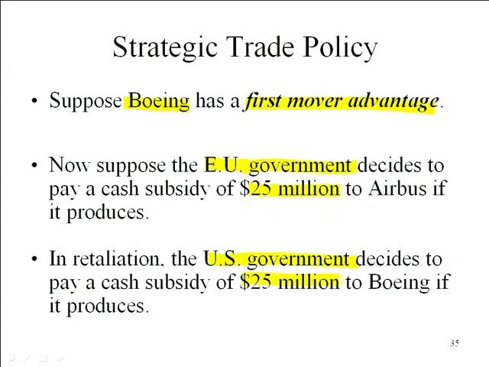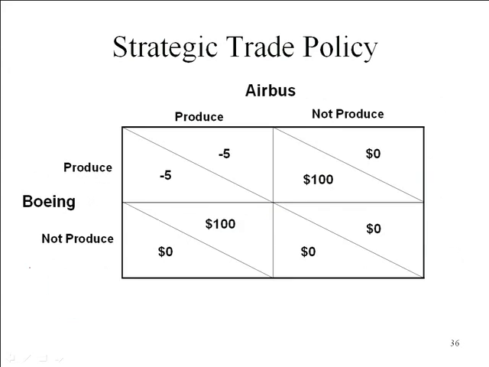So it's pretty easy to figure this out because the subsidy payments by the governments to their own producers are exactly the same. So here, if Boeing produces or if Airbus produces, they'll both lose $5 million on operations, gain $25 million from the subsidy, so they've netted 20. If Boeing produces but Airbus doesn't, Boeing will earn 125. If Airbus produces and Boeing doesn't, Airbus earns 125.